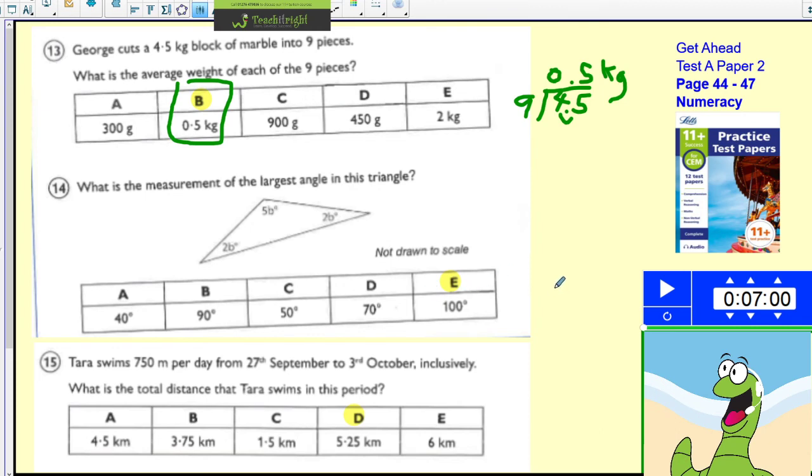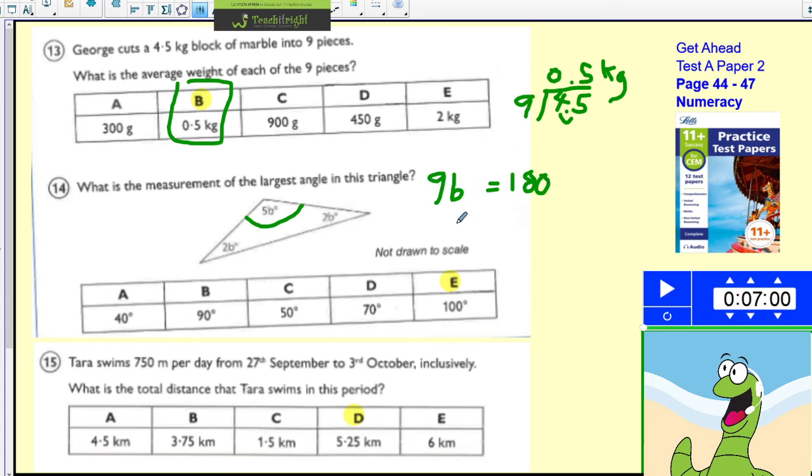Number 14. What is the measurement of the largest angle of the triangle? So what is this one? This is quite a good question. The rule we need to know in order to work this out is what do all the angles in a triangle add up to? And the answer is 180. So if I was to now add up all my angles, I've got 5b, 2b, and 2b. Well, that's 9 lots of b equaling 180.